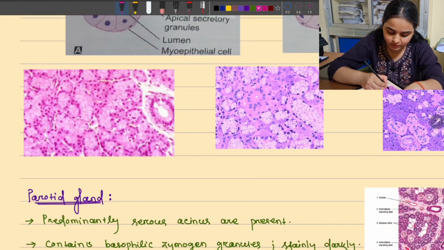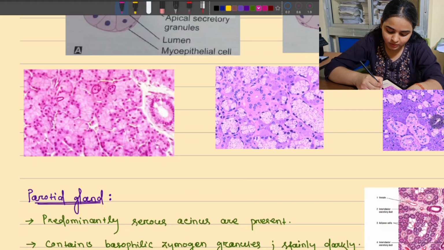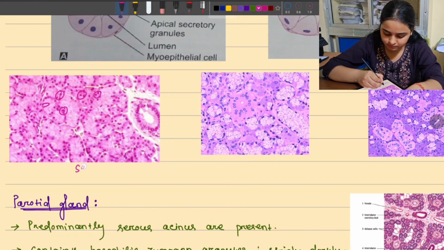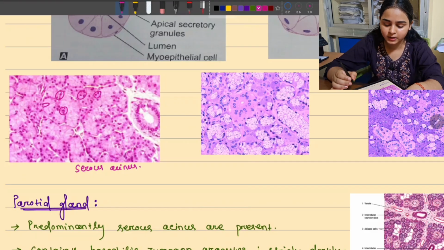You can clearly see that these are the rounded nuclei. You cannot identify the cell structure because it is not that good of a slide, so you can only identify the nucleus part. The nuclei are round, you can clearly see, and the slide is darkly stained here. So this is serous acinus, or you can say it is the slide of parotid gland.